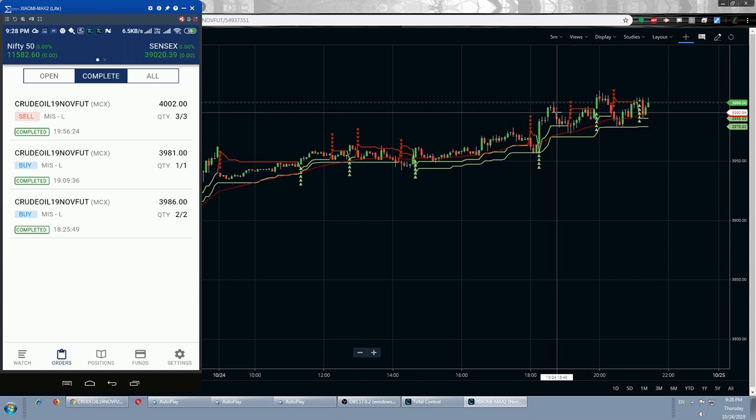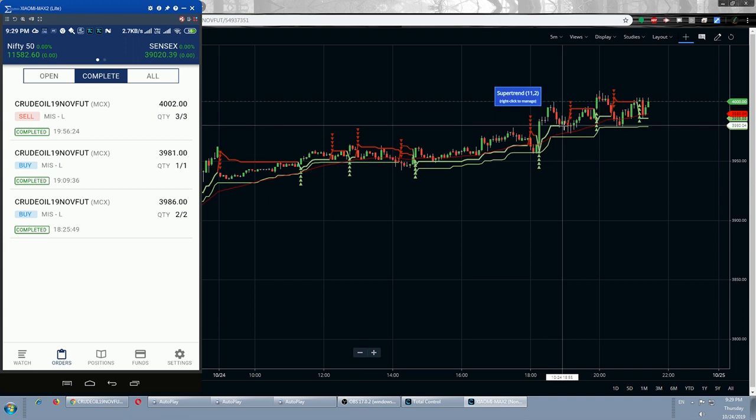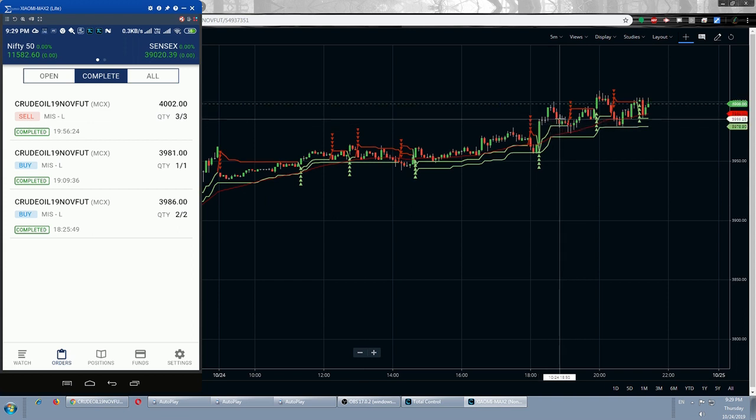Now here, will you panic? Okay, you have taken a position at 3986. It went till 4000. It was not able to sustain the up move and then it started falling. Will you panic? The answer is no. Why? Because clearly you have one of the super trends which might act as a support. Okay, so it came down. It tried to breach the super trend once and twice. Okay, it tried to breach the super trend twice, but it was not able to breach it.